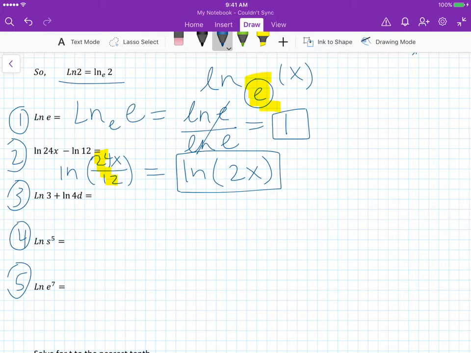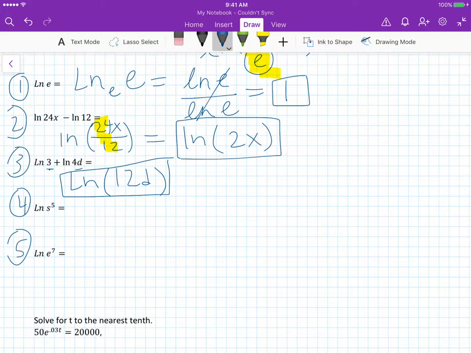Next one says ln of 3 plus ln of 4d. Natural log of 3 plus the natural log of 4d. Well, something plus something means I could use another one of the log rules, this time the product rule, and it says that if it's addition, I can combine them together and multiply them. So I take 3 and I multiply it by 4d, that's 12d. And for now I'm done. I'm just showing you the rules that you can use just like logs. It shouldn't be much different.